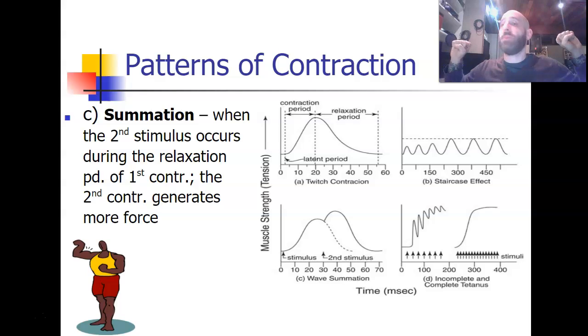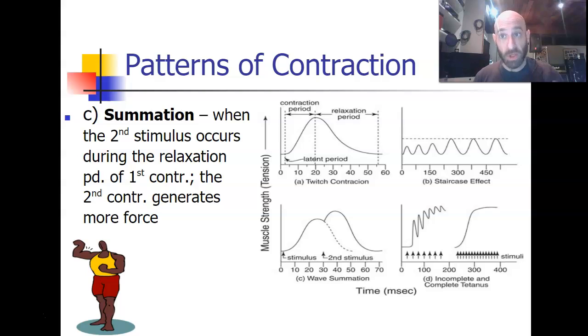Now, what we all probably do, myself included, is we pull ourselves up, we get to about here, and we pull ourselves back up again. And the reason why is because when we get to about here, our muscles aren't fully relaxed yet. So when we pull up again, we're essentially using the force of that first contraction to help propel us into the second contraction.